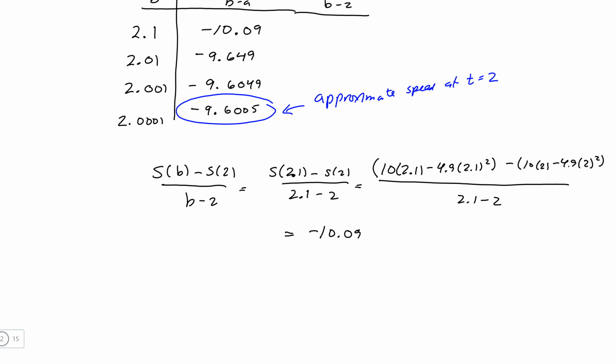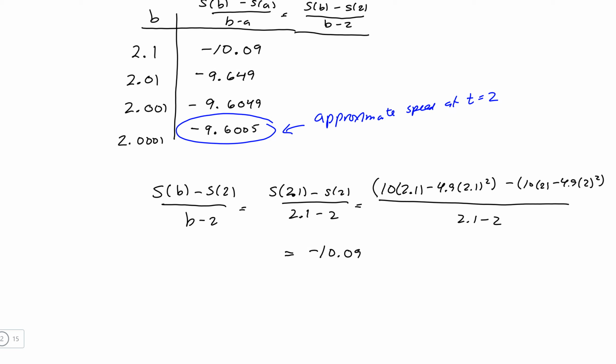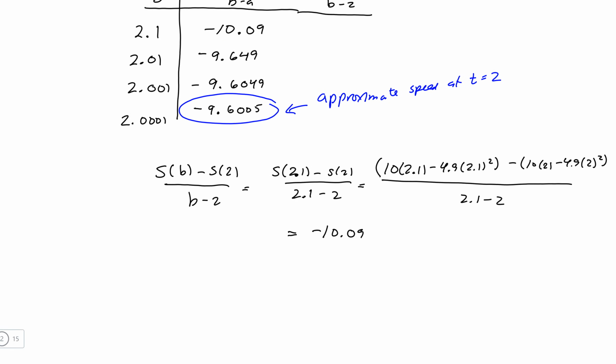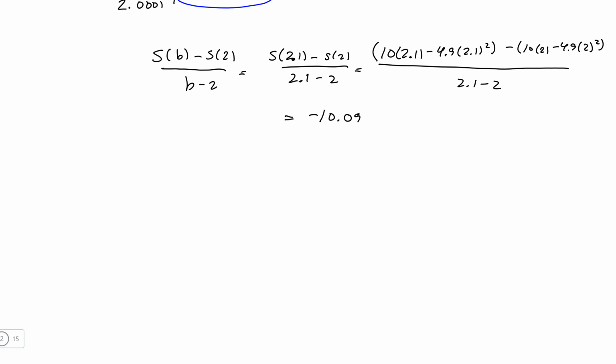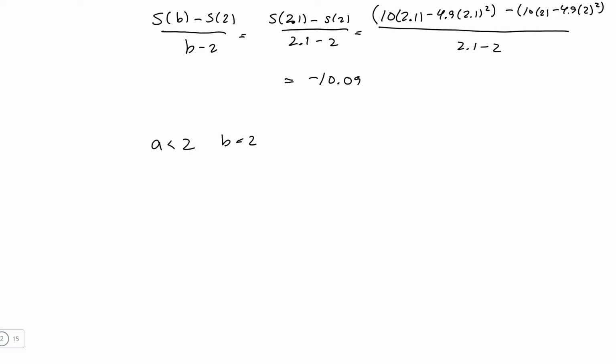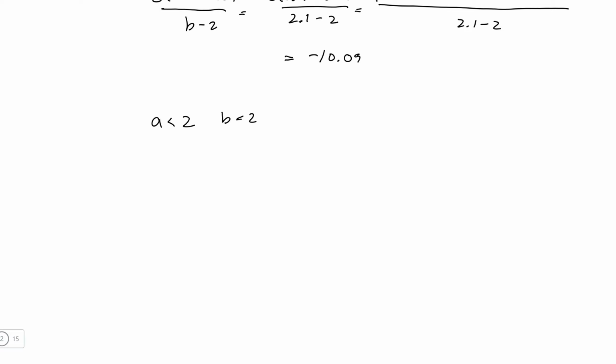Okay, so the closer b gets to 2, the better the approximation is. So using a equals 2 and looking at that, that's our approximation. Now let's set a to be less than 2 and b to be equal to 2, and let's do a table for those values. Same idea, take our a here, and we'll look at S of 2 minus S of a over 2 minus a.